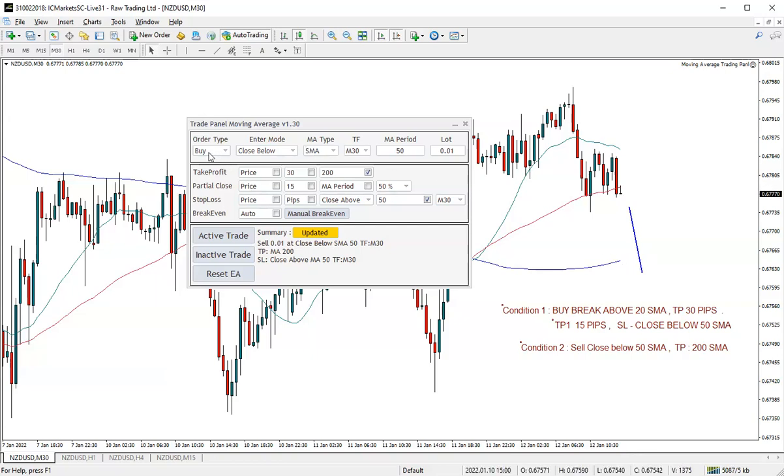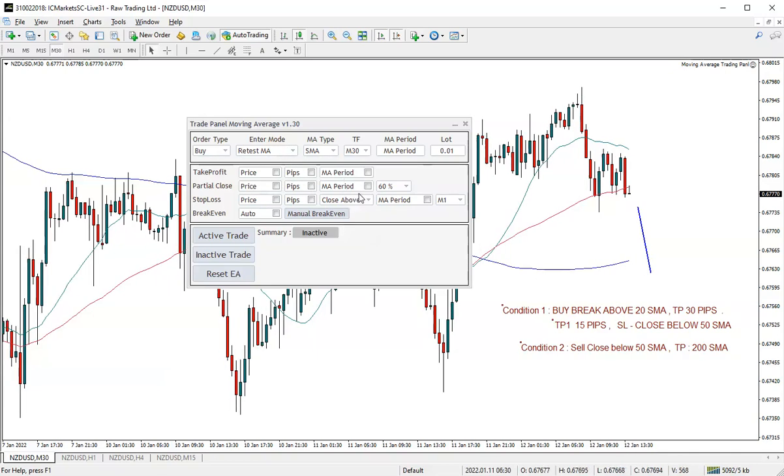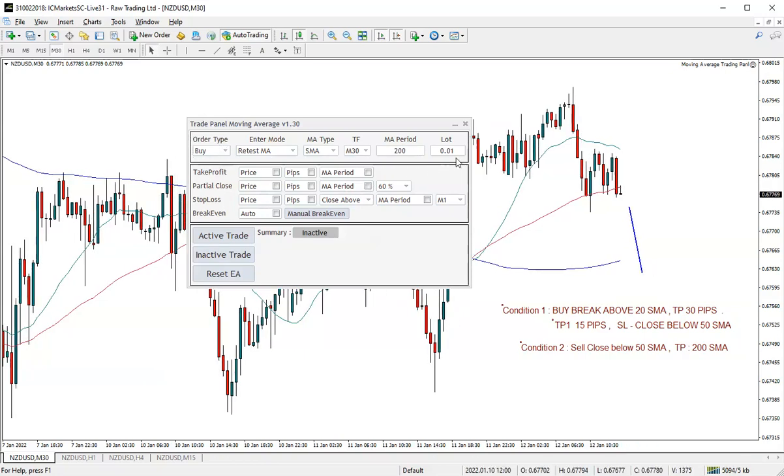So what I'll do is set here, first of all let me reset, so all settings are fresh to put in. Now I will set buy on order type. In the enter mode, rather than close above or close below, I want retest MA. Retest MA means when the price touches that MA. Time frame is 30 minutes and MA period is 200. So by inserting these settings, I will be buying at touch of the 200 SMA.